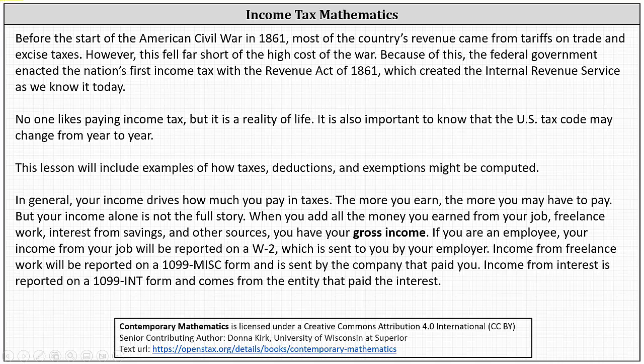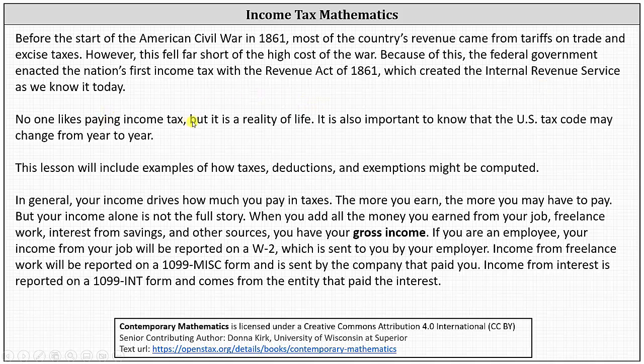Before the start of the American Civil War in 1861, most of the country's revenue came from tariffs on trade and excise taxes. However, this fell far short of the high cost of the war. Because of this, the federal government enacted the nation's first income tax with the Revenue Act of 1861, which created the Internal Revenue Service, or IRS, as we know it today.